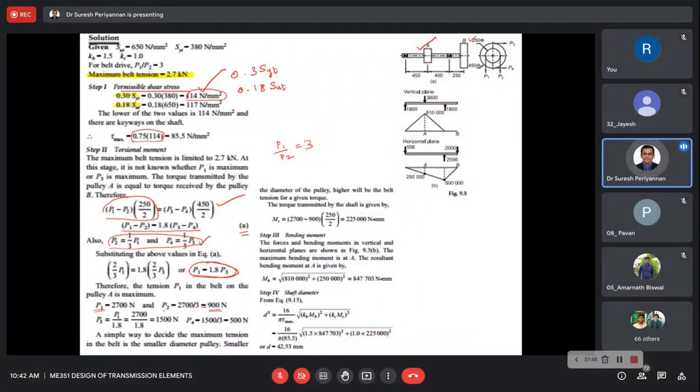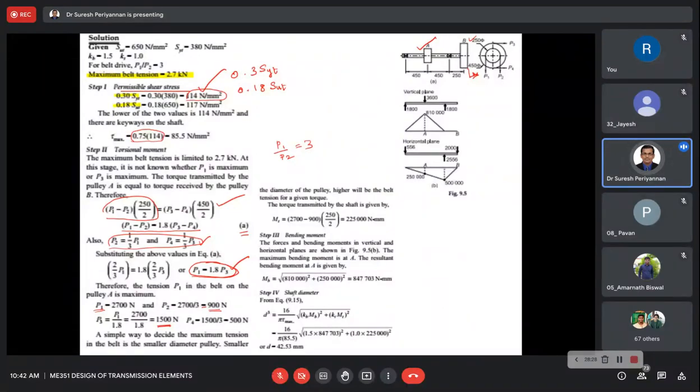Now we know P1, P2, right? Then P3 you can find out. P3 is equal to P1 by 1.8. Finally, we are getting the P3 value, which is nothing but 1500 Newton. That is the tight side of pulley 2. Now P4 is the slack side of the pulley 2, I mean the bigger pulley.